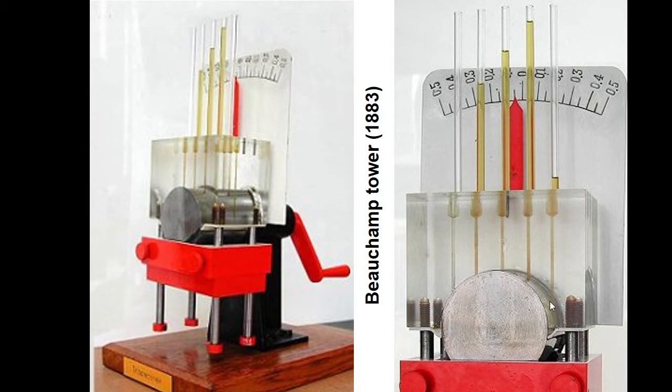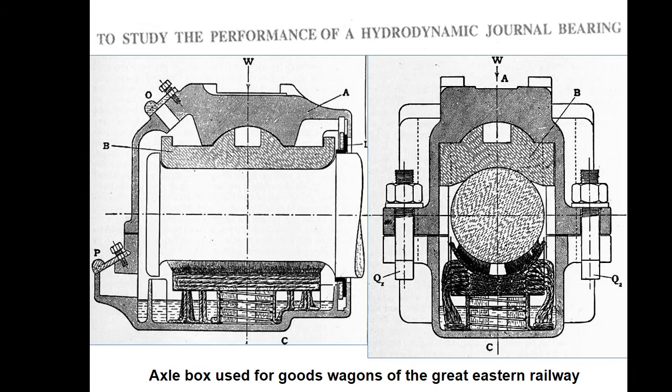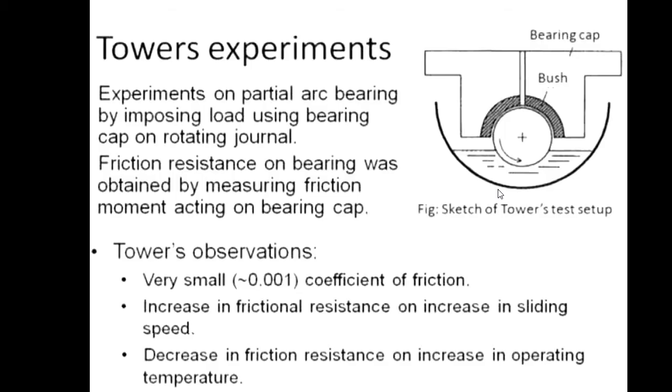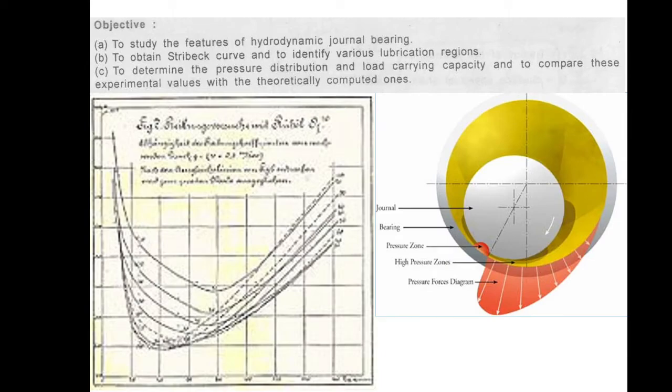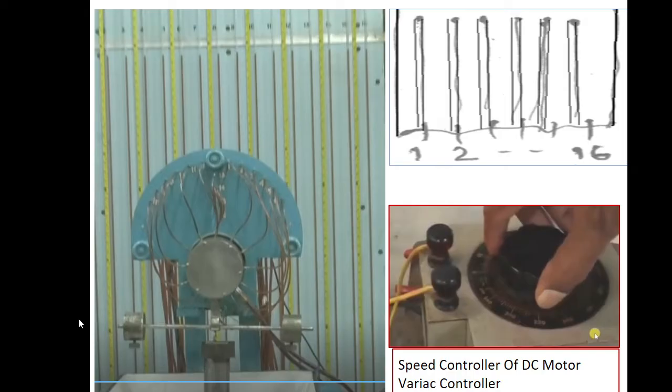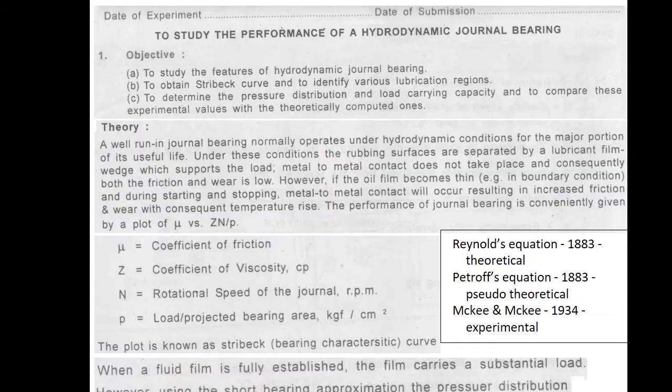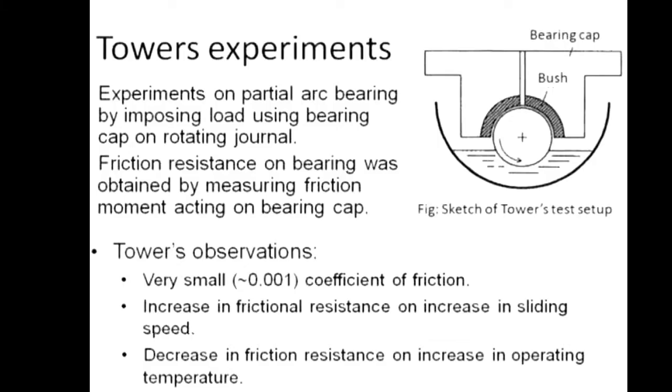So from another angle you can see the setup. These are the manometer tubes. There were some tappings on the housing. So this setup is the basic setup for the hydrodynamic journal bearing experiment, and the setup that we are using in our laboratory is also quite similar to the setup that Tower used. We will see to it later. So this was Tower's experiment. We have talked about that.